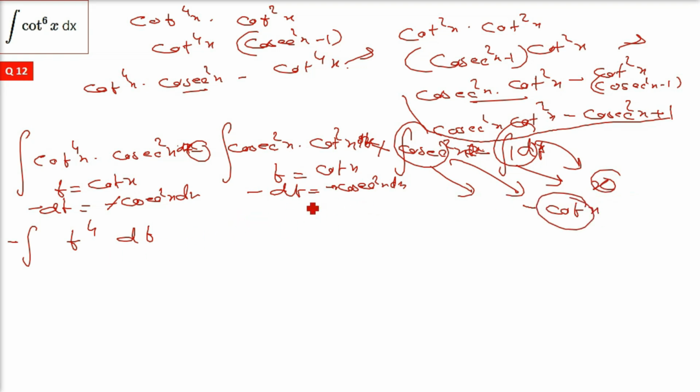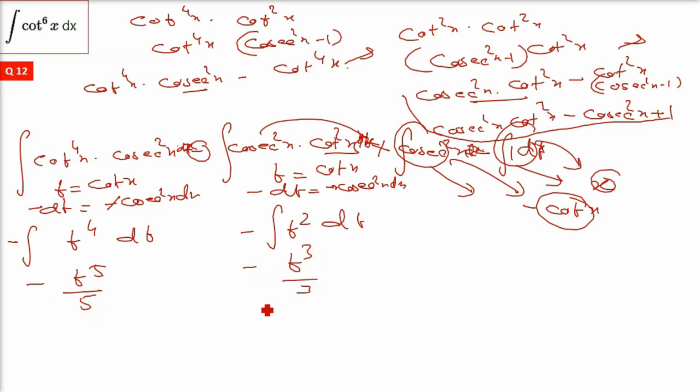Now I am doing the second part, the second term of this one. Cosec square x into cot square x into dx. Cosec square x dx will be minus dt. So minus I am taking outside, and cot square x will be t square. So the first term will form negative t raised 5 by 5. Second term will give you negative t cube by 3. So now replacing t by cot x, it will be cot raised 5x by 5. The second term will be cot raised 3x by 3. Negative sign is there. We'll apply this sign just now.